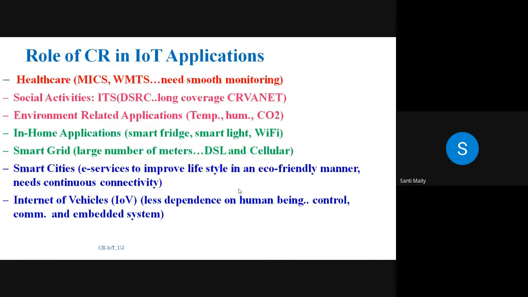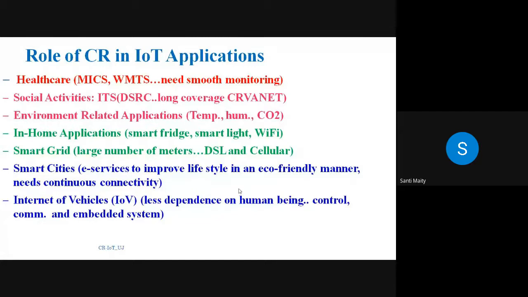Now, as I say, let us come to the role of cognitive radio in IoT applications, CR-IoT. In healthcare, I already said, this needs smooth monitoring. These are already existing or in the process of implementation. Technology people are working on this in different countries, exploring at least cognitive radio WMTS for applications. But the question comes that connectivity should be ensured, and that is why.